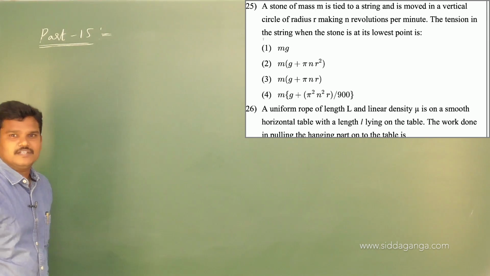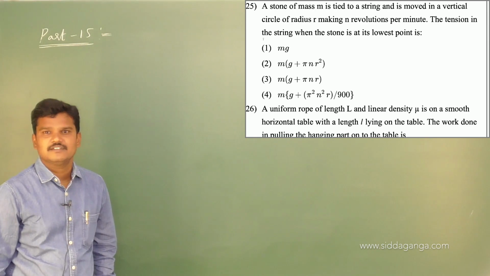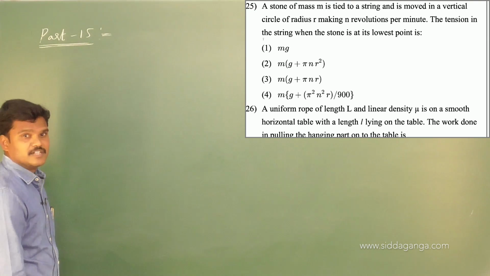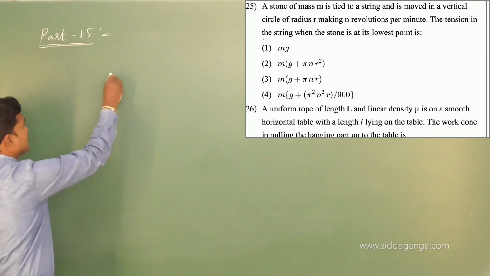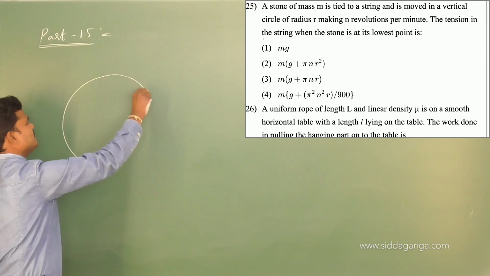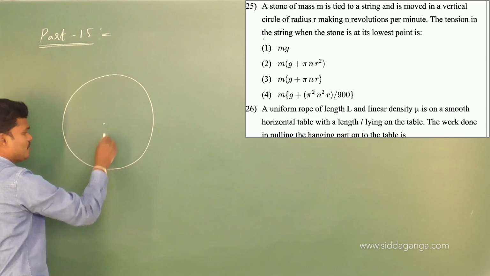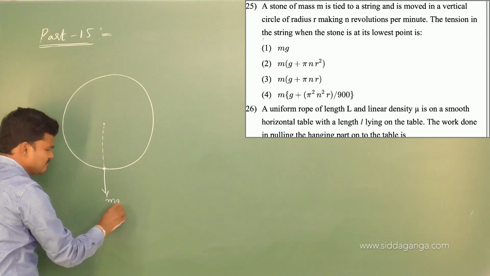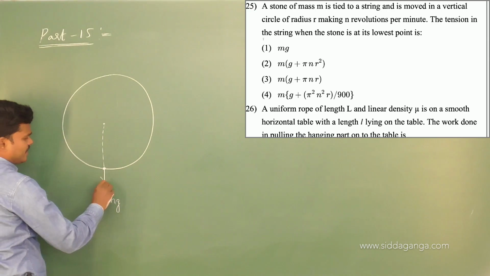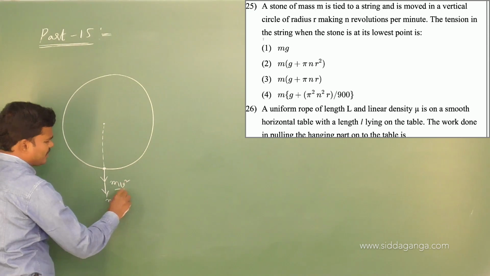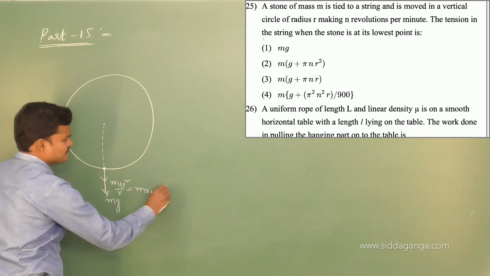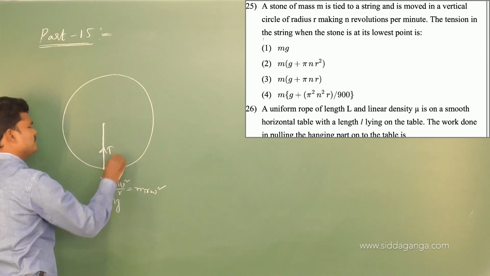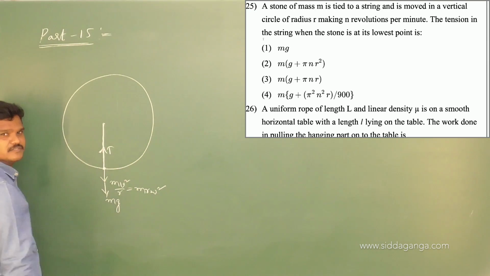A stone of mass m is tied to a string which is moved in a vertical circle of radius r, making n revolutions per minute. The tension in the string at its lowest point. See, this is also covered. So the problem is from your side, you have to solve. At the lowest point, what is the weight of the body? Weight acts vertically downwards. And the centripetal force is mv square by r, otherwise you can write m r omega square, because v is equal to r omega. Tension in the string is upward. Now T is equal to mg plus m r omega square. That is the final answer.